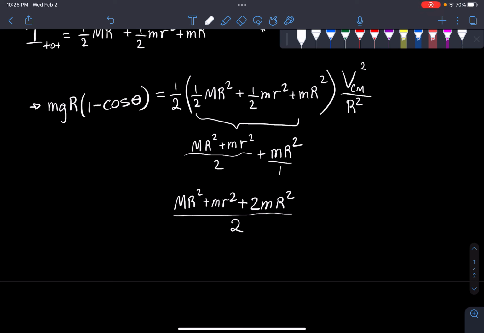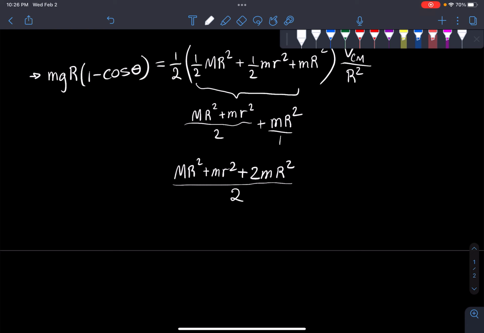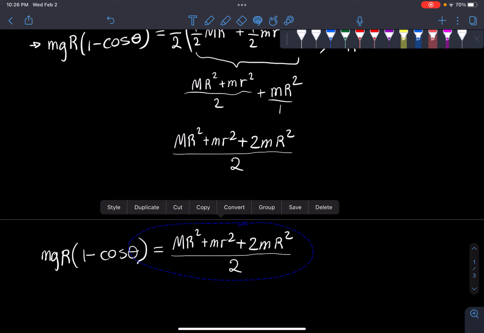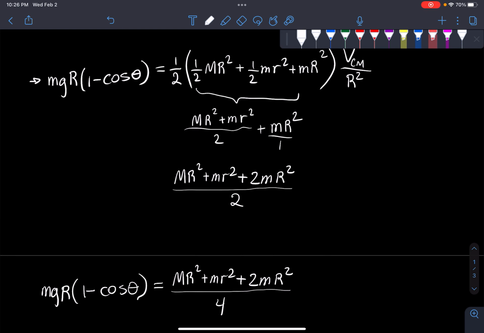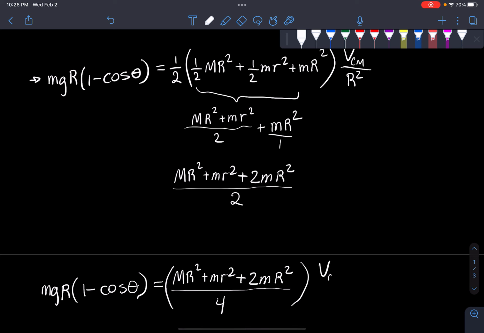And then it's multiplied by a half. So from the left side, we have m g capital R times 1 minus cos theta, and that equals this fraction right here, but over 4 because the 2 is multiplied to become a 4. And then we still are being multiplied by the velocity of the center of mass squared divided by the radius squared.